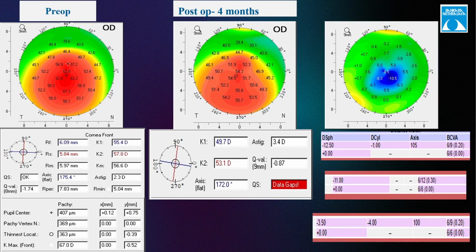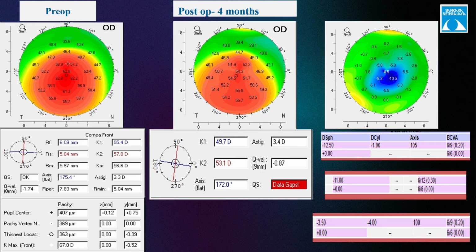Pre-operatively, as you can see over here, the curvature map shows that the patient's K1 was 55.4 diopters, K2 was 57.8, the thinnest pachymetry was 363 microns, and post 4 months when you come to the same patient, the K1 has become 49.7 diopters, K2 has become 53.1 diopters, and this is the third and the final map, which you can see is the difference map between both, which shows a flattening in the area where the CAIRS was placed.